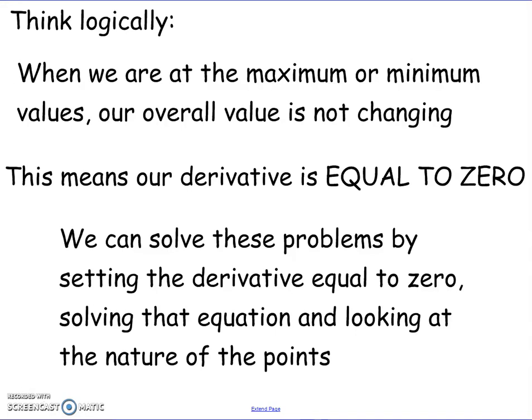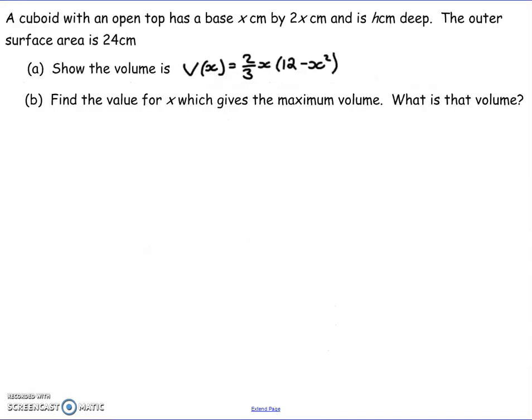So, imagine I'm given this scenario. There's a cuboid with an open top. It has a base which is x centimeters by 2x, and it's h centimeters deep. It has an outer surface area of 24 centimeters. So first thing I want to do is show the volume is given by this. So V of x equals 2/3 x bracket 12 minus x squared. And b, find the value of x which gives the maximum volume, and then what is that volume? So calculate the answer at the end of it.